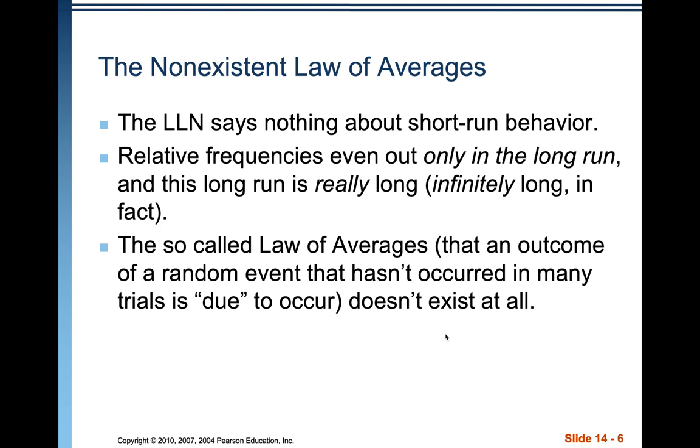Now, many people misapply the law of large numbers and think that it's going to happen in the short run, and you'll hear people refer to the law of averages. Relative frequencies even out only in the long run. This means that the long run is really, really long. So the so-called law of averages, that an outcome of a random event that hasn't occurred in a good number of trials is due to occur, doesn't exist at all.